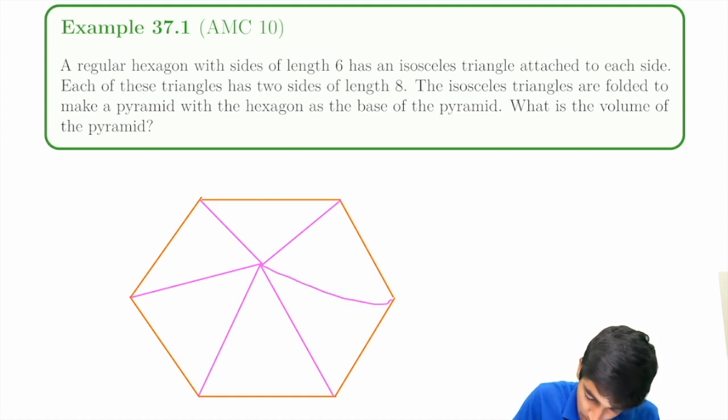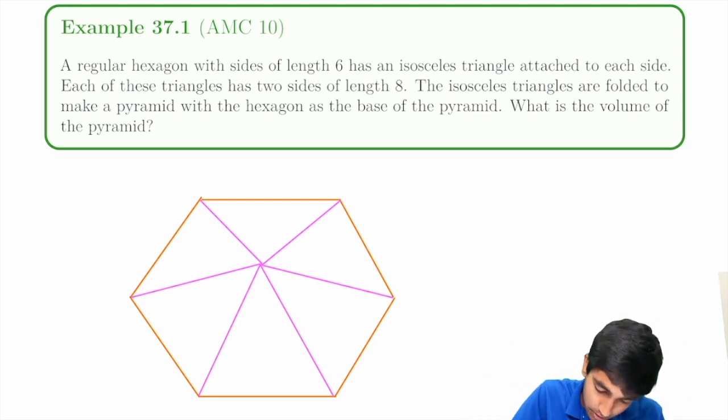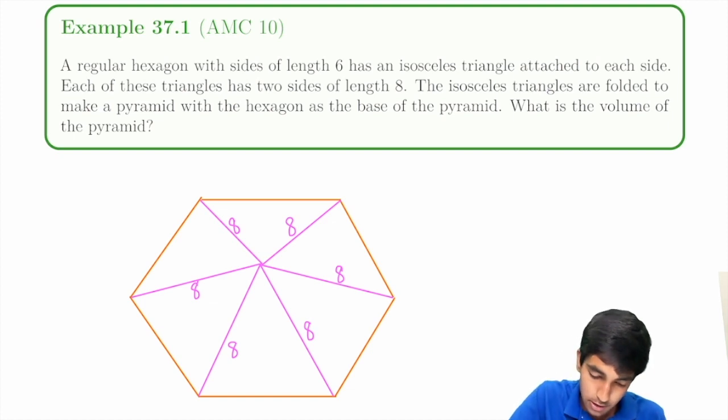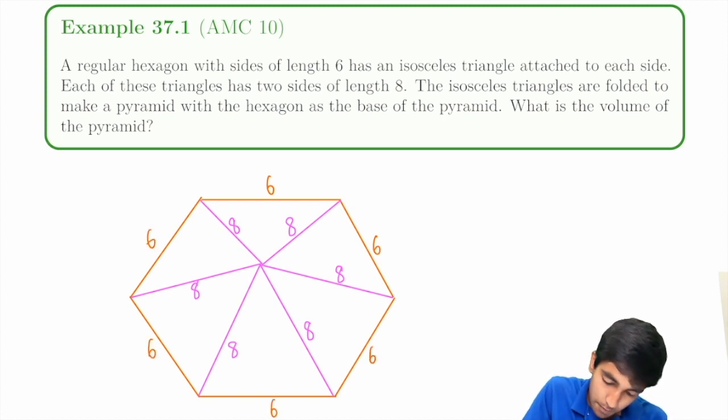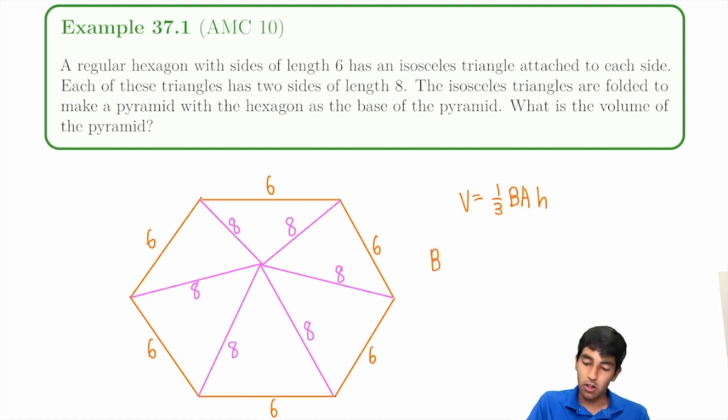This is a pyramid, and because each of those isosceles triangles we folded up has a side length of 8, each of these pink segments is going to have a side length of 8 as well, because we folded them up to form this pyramid. So now the question is, what's the volume of this pyramid? Firstly, the volume of a pyramid is 1/3 base area times height. What is the base area, first of all?